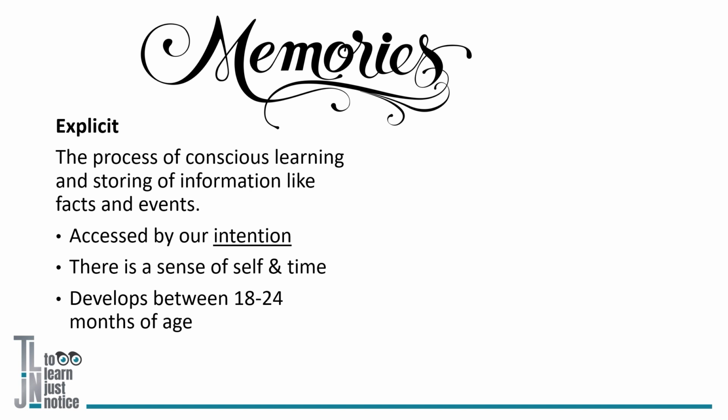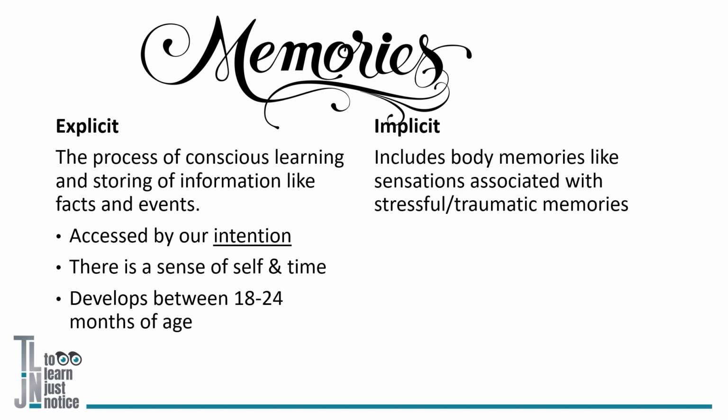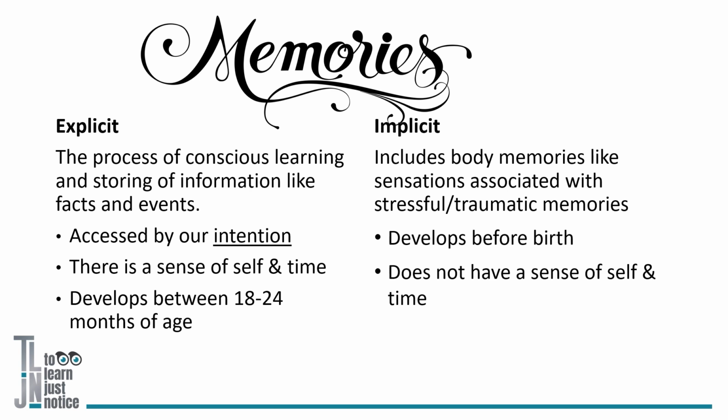The second type of memory is implicit. And implicit memories include body memory that includes sensations associated with stressful or traumatic memories, but they're also associated with good memories. As I mentioned in that survival network of the brain, some of it is developed before birth. It does not have a sense of self and time, and it can be set off out of the blue.